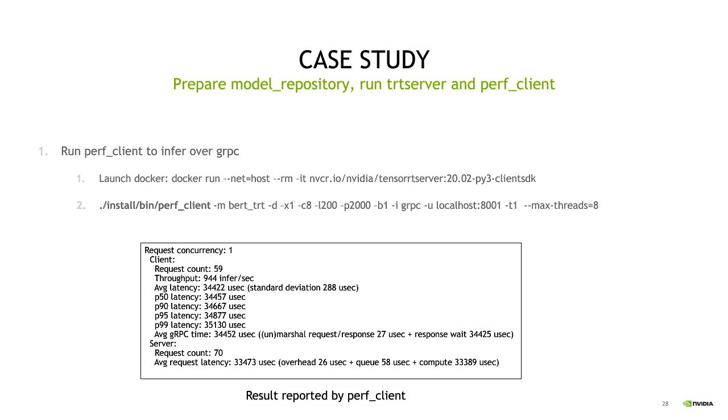Then I mentioned that we have a perf client tool. This client tool will help you generate fake data. It can also send requests in parallel to the server and get profiling results. The profiling results look like this, and it reports the average latency, and it can also report the composition of the average request latency, such as the overhead, the queue overhead, and the compute overhead.